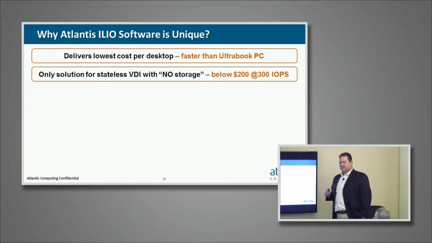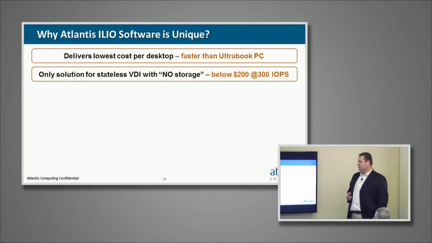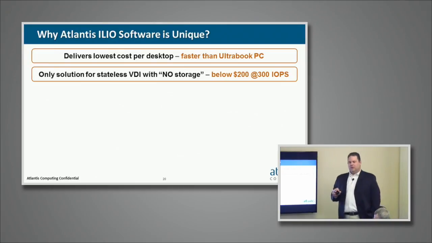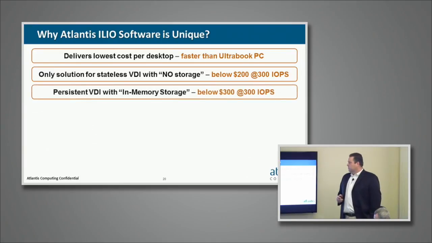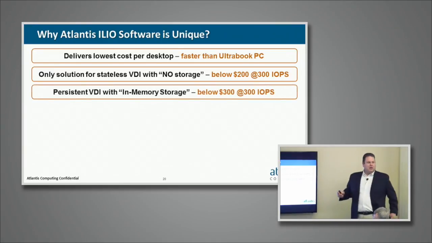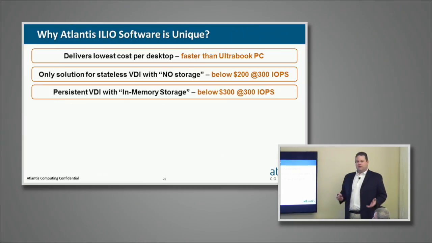The CapEx cost of the infrastructure on a stateless virtual machine with no storage, just running in memory, can be under $200, including our license, the storage, and the server. That is a magic number that can get you to equal or around the same cost as a physical PC with the whole stack. Persistent VDI, which again is common in the largest of deployments, is something that you can achieve with under $300 in storage and 300 IOPS per desktop.